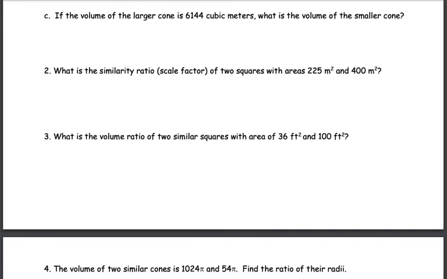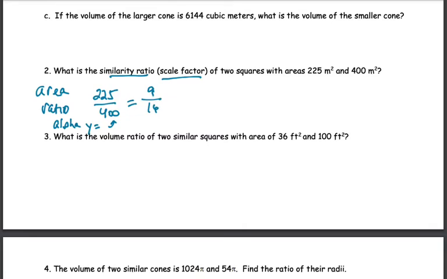Okay, on the next one, they want us to find the similarity ratio, which is the same thing as the scale factor, of two squares with areas of 225 and 400. So first, I can set up an area ratio because I have the areas. It's going to be 225/400. Okay, so I need to simplify first. If you type in alpha y equals in your calculator and then put that into the fraction and hit enter, it's going to simplify for you. So this simplifies to be 9/16, so this is my area ratio.